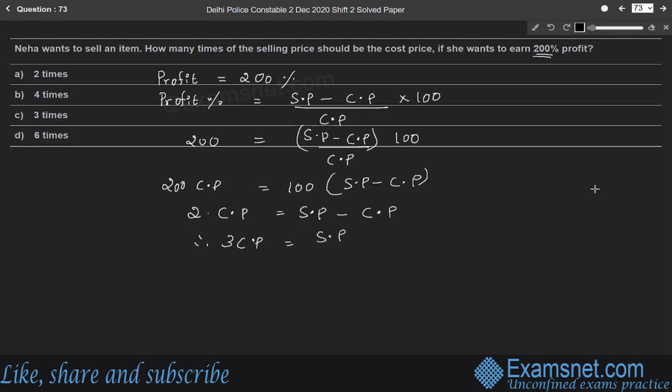Right? What is asked in the question? How many times the selling price should be the cost price? Therefore, selling price should be 3 times the cost price to earn 200% profit. Right? Therefore, the answer is option C, 3 times.